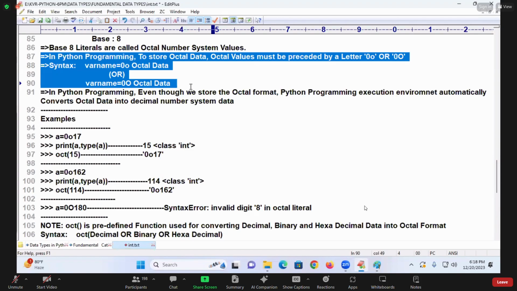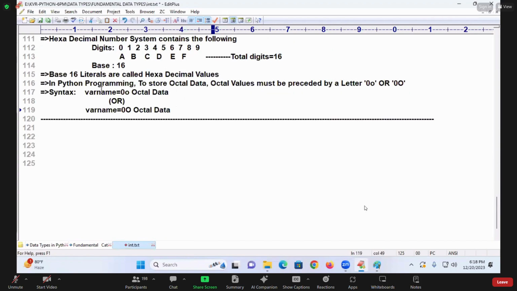I am going to write it here. In Python programming, to store hexadecimal data, the hexadecimal values must be preceded by a letter called what? 0x or 0 capital X. Anything you can take. With 0x, hexadecimal data I can write it. With 0 capital X, I can write hexadecimal data as well.